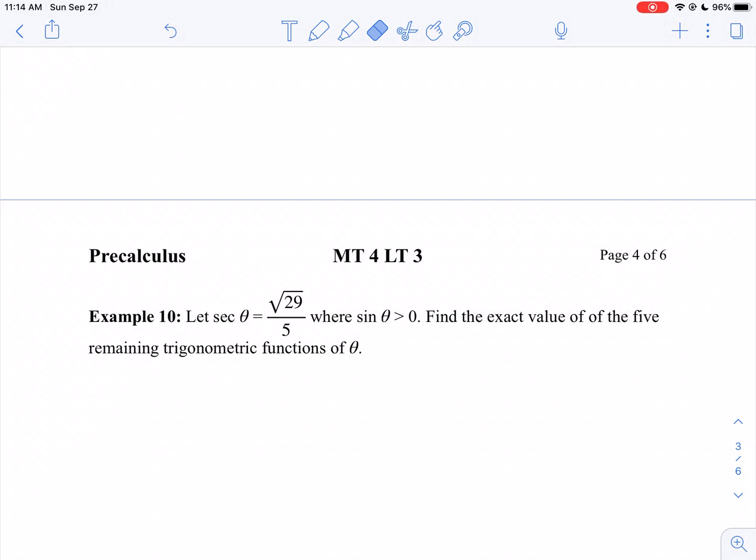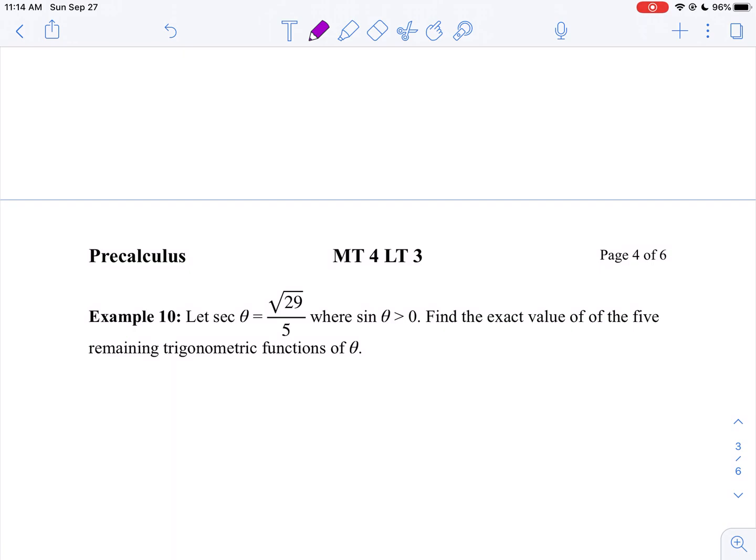In part 4 of our seminar, we're going to be given an angle, its trig function, and I want to find the values of the other trig functions for that angle. We're going to use our mnemonic device. All science teachers are crazy.